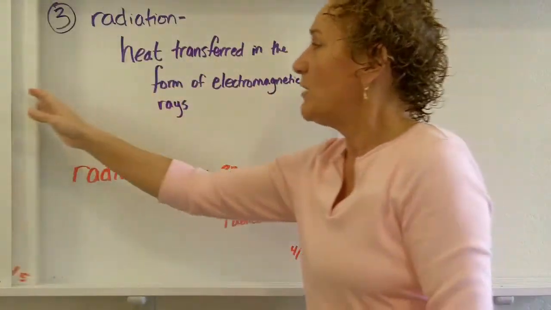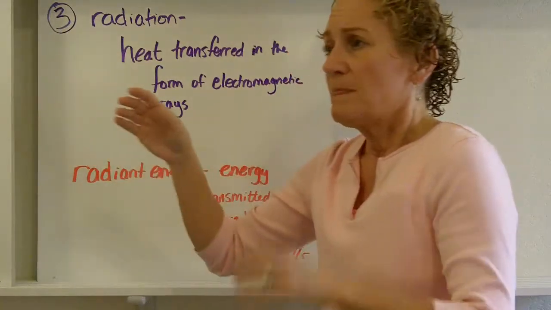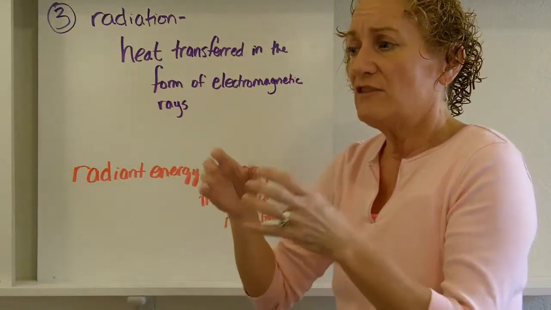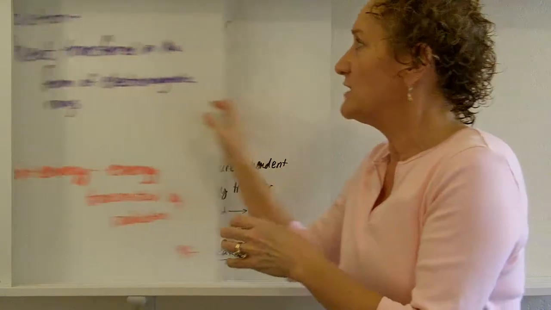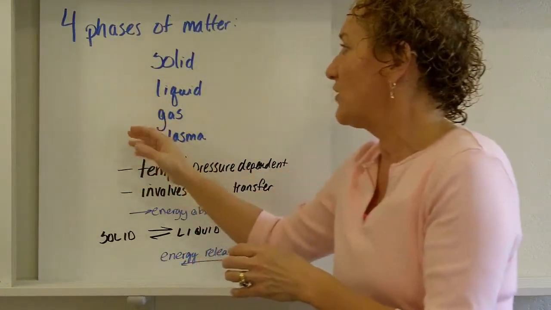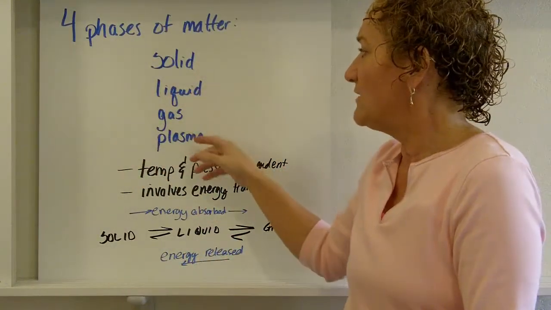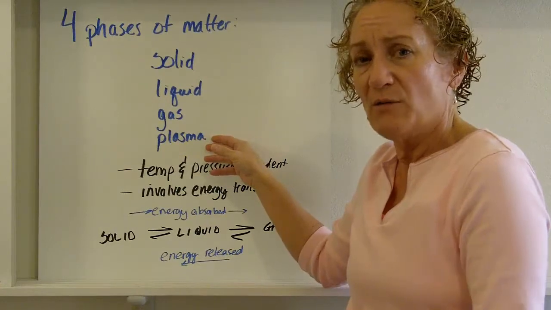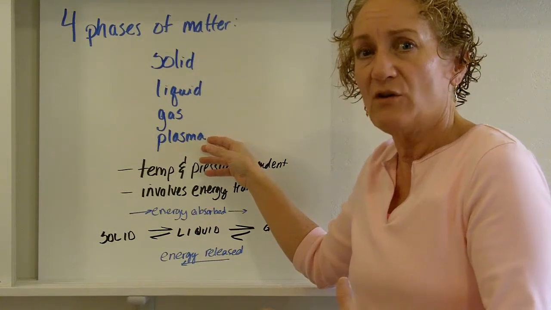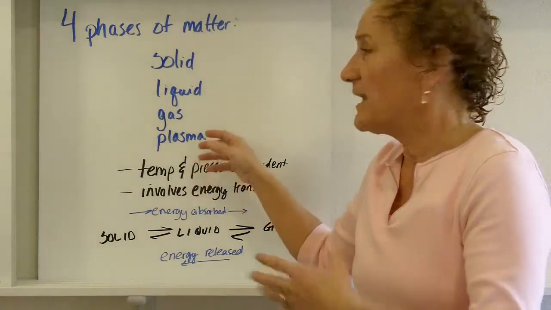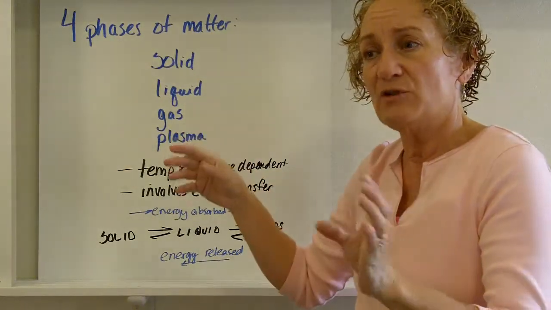The other thing I want to talk to you about real quickly is states of matter, phases of matter, and it has to really do with two things. It's 4 phases of matter. You may have learned solid, liquid, gas. We're not going to talk too much about plasma. I want you to know that it exists, but we're not going to focus on that at all. It relies on 2 things. It relies on temperature and pressure.